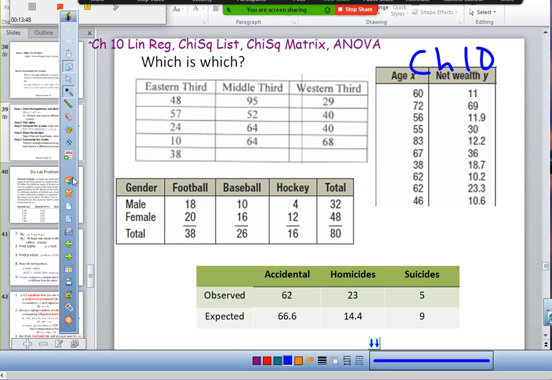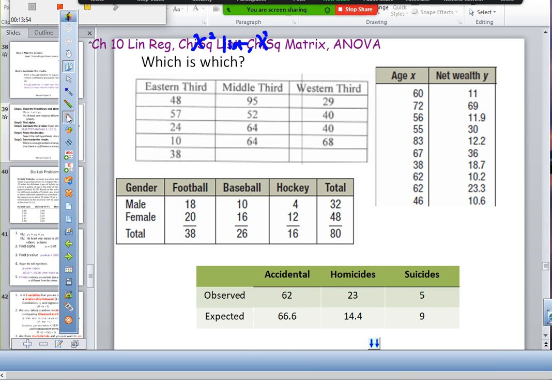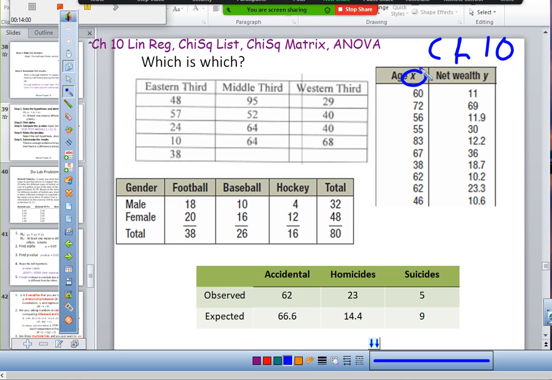Let me go back here. Move it up a little bit. All right, so this is chapter 10. We have an x, we have a y, and these are really all just points, right? X comma y, points. They're all points. And you'll notice all my data is numbers, age. Those are all numbers. Great.